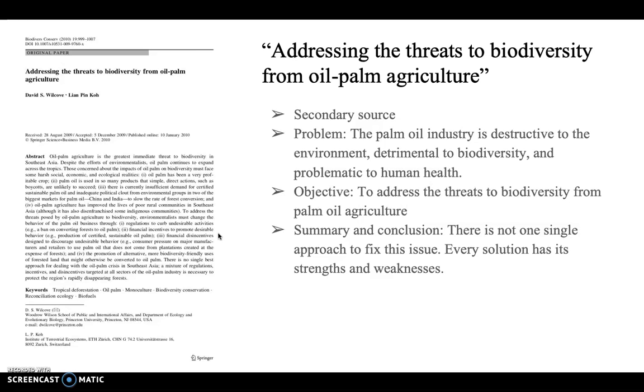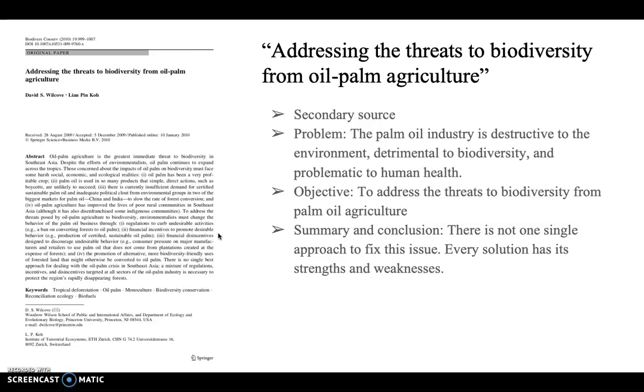And lastly, oil palm agriculture has improved the lives of poor rural communities in Southeast Asia, although it has disenfranchised some indigenous communities. So like I mentioned before, it has disenfranchised indigenous people's communities. And yes, it has helped the smaller rural communities as far as they have been able to get a job, but runoffs from these plantations have contaminated the water in the villages that these people live in. There are currently over 700 land disputes in Indonesia from just palm oil plantations alone, and that is data collected from last year, from 2019.